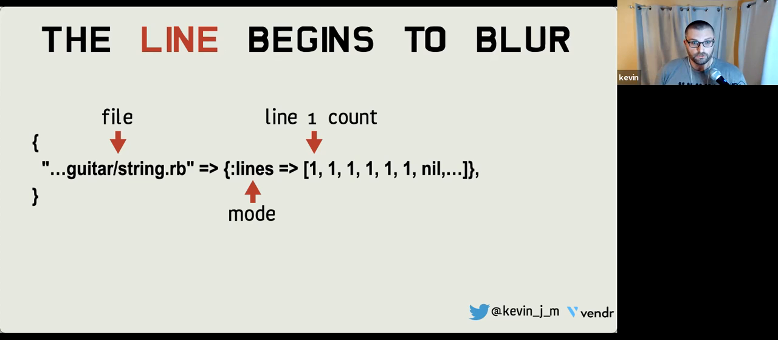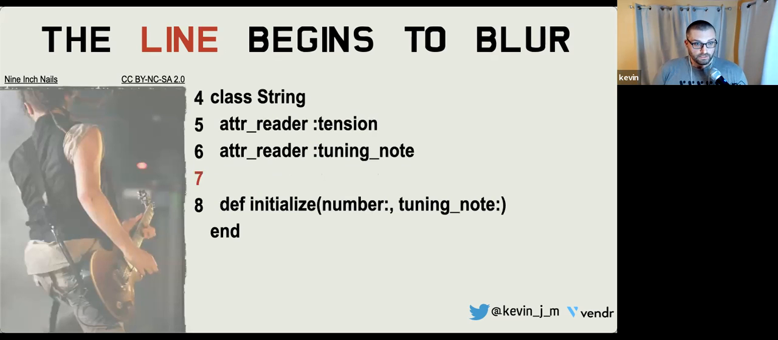Line 7 is a special case. Line 7 is nil, which doesn't mean it wasn't run. It'd be 0 in that case. What coverage is telling us here is not to worry about line 7. It's doing us a favor, and it's also doing itself a favor, quite frankly. So let's look at what line 7 is. Go back to our source code in our string.rb file, and we see it's an empty line.